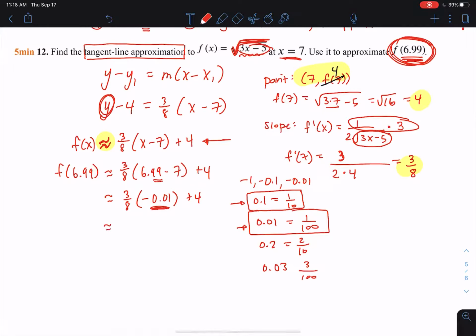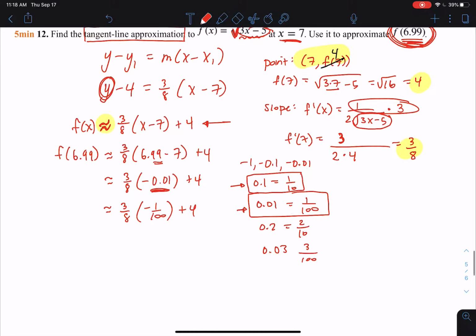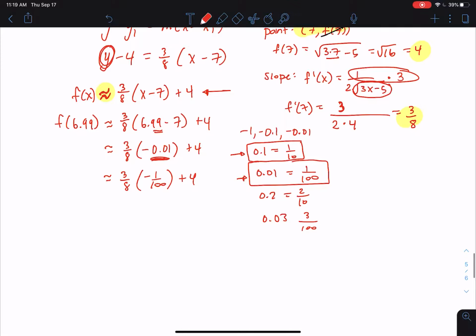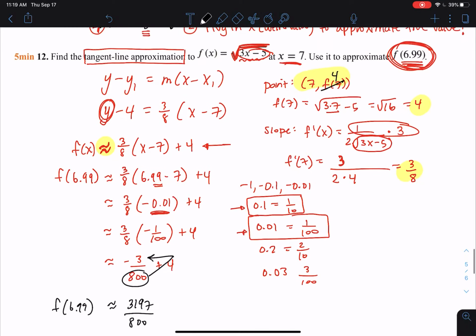So watch why this is helpful. If I change that to -1/100, now I can use the fraction trick. So observe, this is going to be -3/800, and then plus 4, and I'll use now the fraction trick starting at the bottom. 800 times 4, that's 3,200. Minus 3 puts us at 3197/800, and guess what? That's our approximate value for f of 6.99.